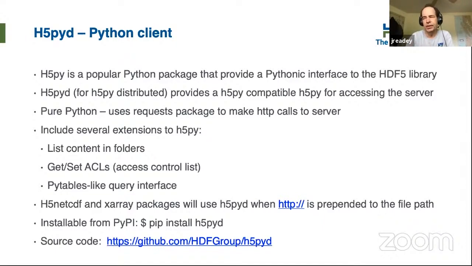Beyond this H5Py functionality, we have additional functionality for things that don't really have a correspondence with the HDF5 files. For example, listing content folders, getting and setting ACLs, and a PyTables query interface. H5NetCDF and Xarray can use H5PyD to work either with regular HDF5 files or with HSDS domains in the cloud. It's available on PyPI, and the source code is on GitHub.